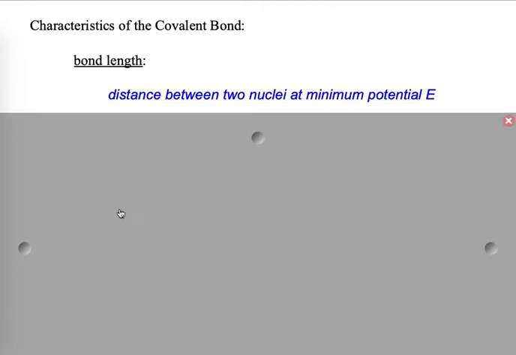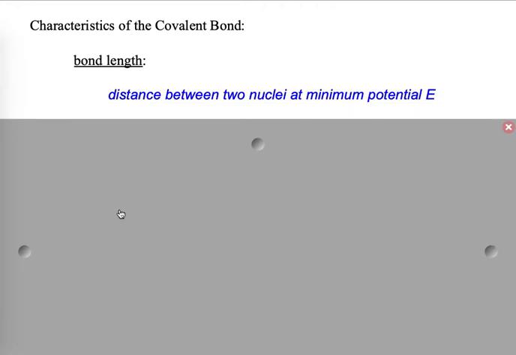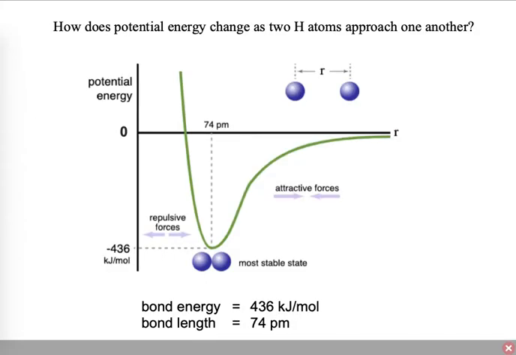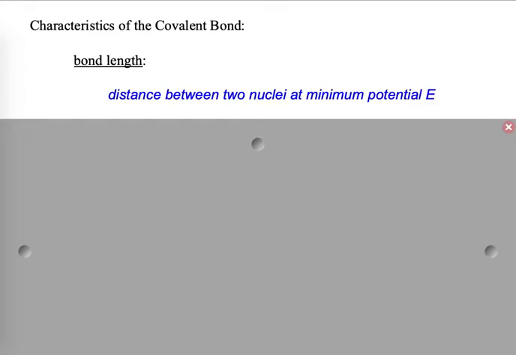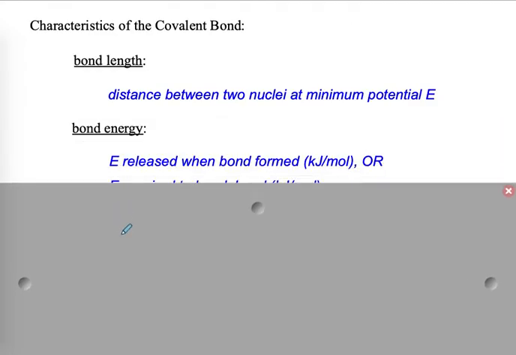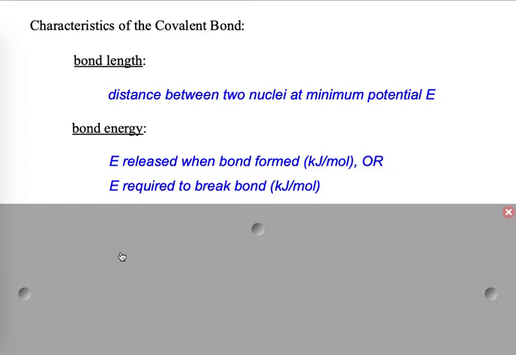The bond length is defined as the distance between the 2 nuclei at minimum potential energy. And we saw for the hydrogen molecule that corresponds to 74 picometers. That is where the potential energy of the system is the lowest. The bond energy is defined as 2 equivalent things: the energy released when the bond is formed in kilojoules per mole, or correspondingly in the opposite direction, the energy required to break the bond, also in kilojoules of energy per mole of bond.